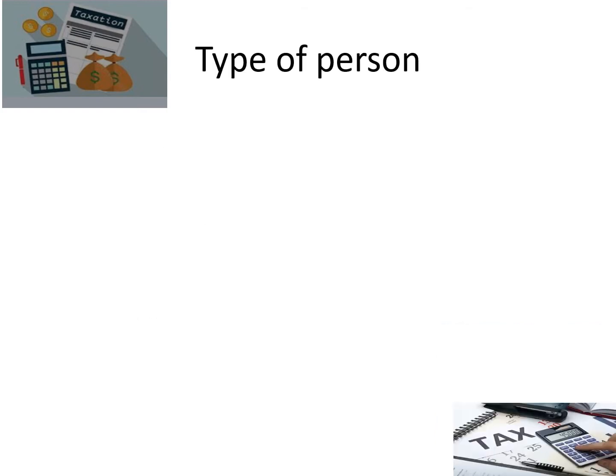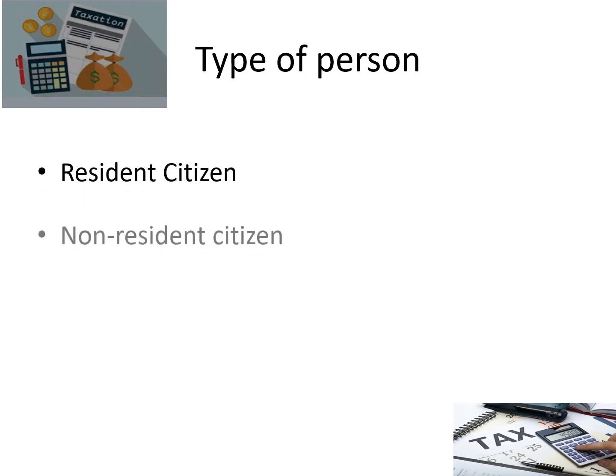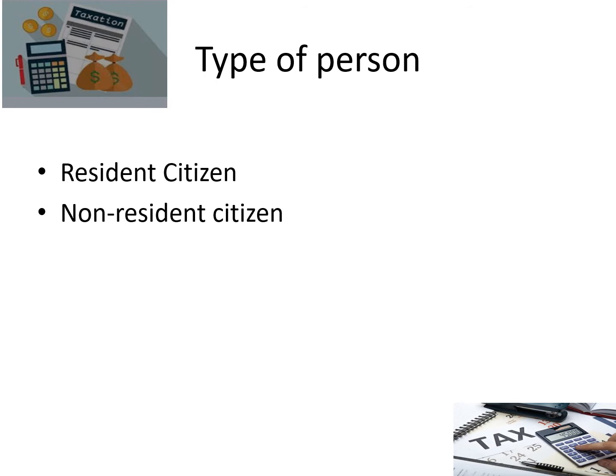So what are the types of person under our income tax? We have the resident citizen. We also have the non-resident citizen. We know that the resident citizen are those that are born naturally here in the Philippines, but in the Philippines, normally you can be considered a citizen if both of your parents or one of your parents is a Filipino citizen. It's not by birth. Meaning, here in the Philippines, you become a citizen when one or both of your parents are Filipino citizen, and not because you were born here in the Philippines.